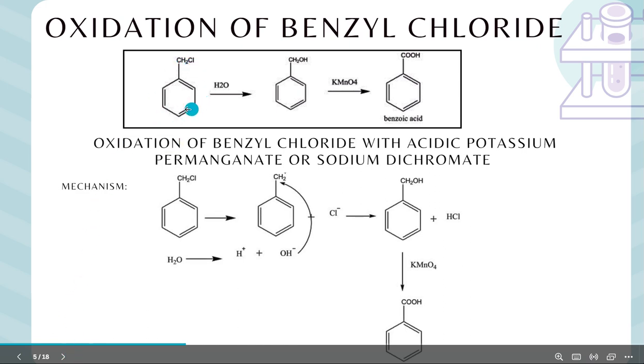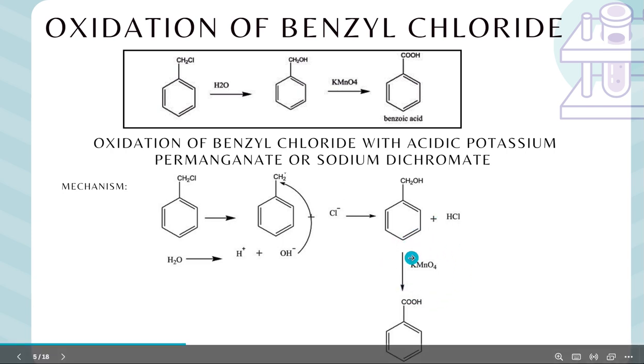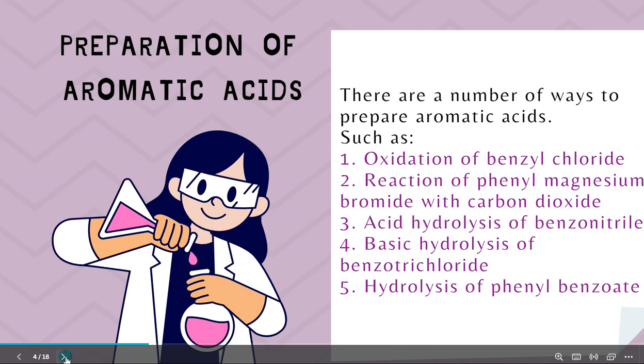Here you can see benzyl chloride on hydrolysis gives you benzyl alcohol, which on reacting with the oxidizing agent potassium permanganate gives you the corresponding benzoic acid. If you understand the mechanism here, you have benzyl chloride dissociating as CH2+ and Cl minus. Water dissociates as H plus and OH minus, so this hydroxyl nucleophile attacks this CH2 and forms an alcohol, benzyl alcohol, which further reacts with potassium permanganate, a strong oxidizing agent, to give you benzoic acid.